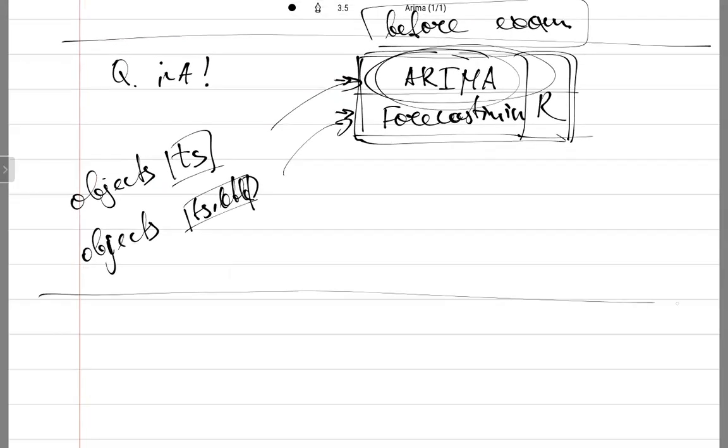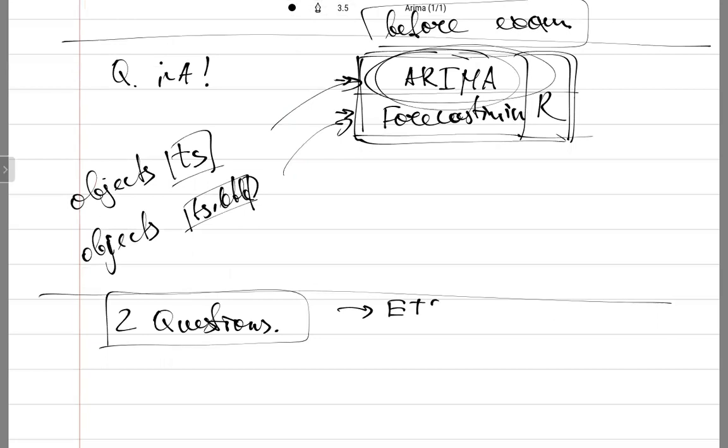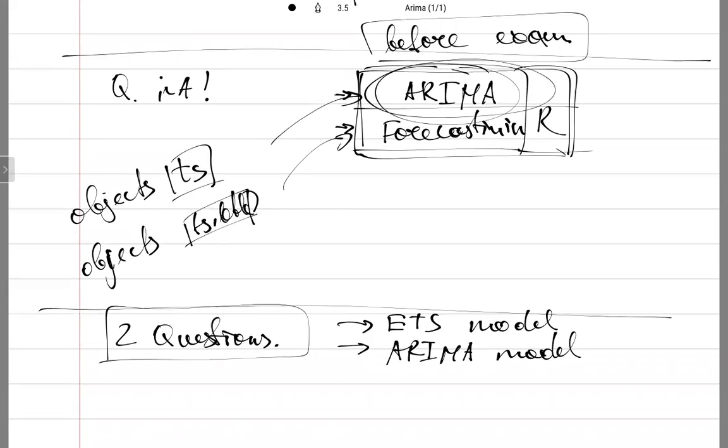To recall, you will have 2 questions from me on the exam. One will be about forecasting with the ETS model, and the other will be forecasting with the Arima model. The other questions will be from Dean Fantazzini. So basically, that's all. Sorry for the missing form, but I will publish it in the chat.